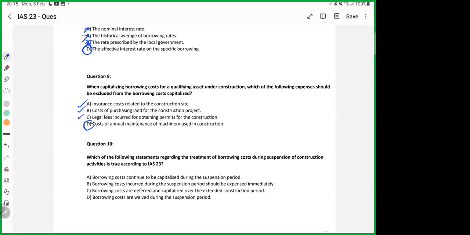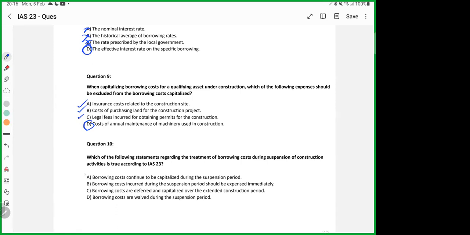What is the correct answer? You remember we talked about this in the diagram. Yeah, we take it out during the suspension period. Do you see, during the suspension period, if you incur borrowing cost, can you capitalize, is the question? No. We cannot capitalize, correct?